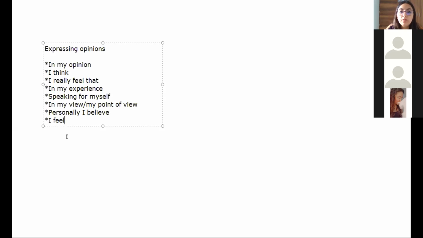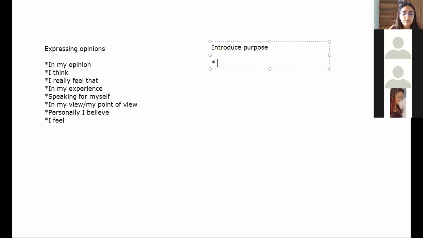Sometimes we agree with others' opinions and some others not so much. Now I don't know if you can remember some other ways to introduce purpose when you are writing. Cuando escribíamos, recuerden que teníamos 4 ways or 4 phrases or words to introduce purpose to our writing. What were those phrases? In order to. What else?